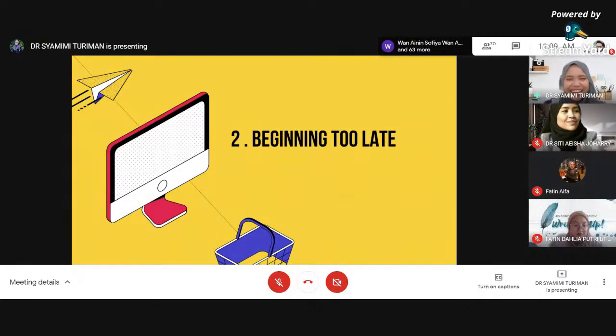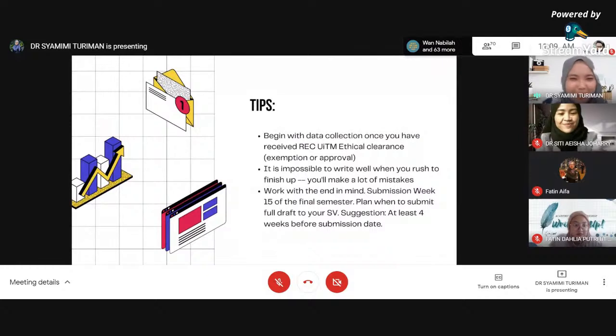Ring a bell? Okay, so some tips. I would suggest that you begin with data collection once you have received REC or ITM ethical clearance. Never mind whether it's exemption or approval. Either way, once you have received that letter from REC or ITM saying you can proceed with your research, please begin with data collection.